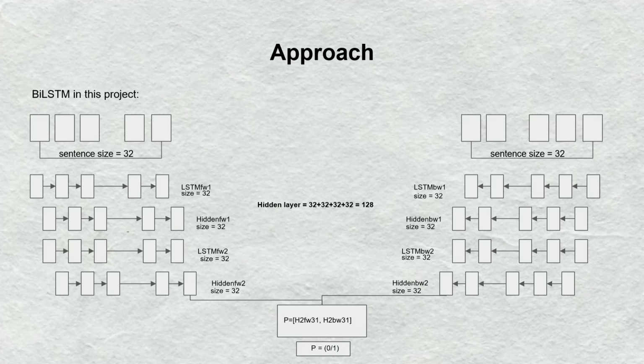And this is the construction of BiLSTM in our project. We set the sentence size as 32, so the hidden layer will be 128.